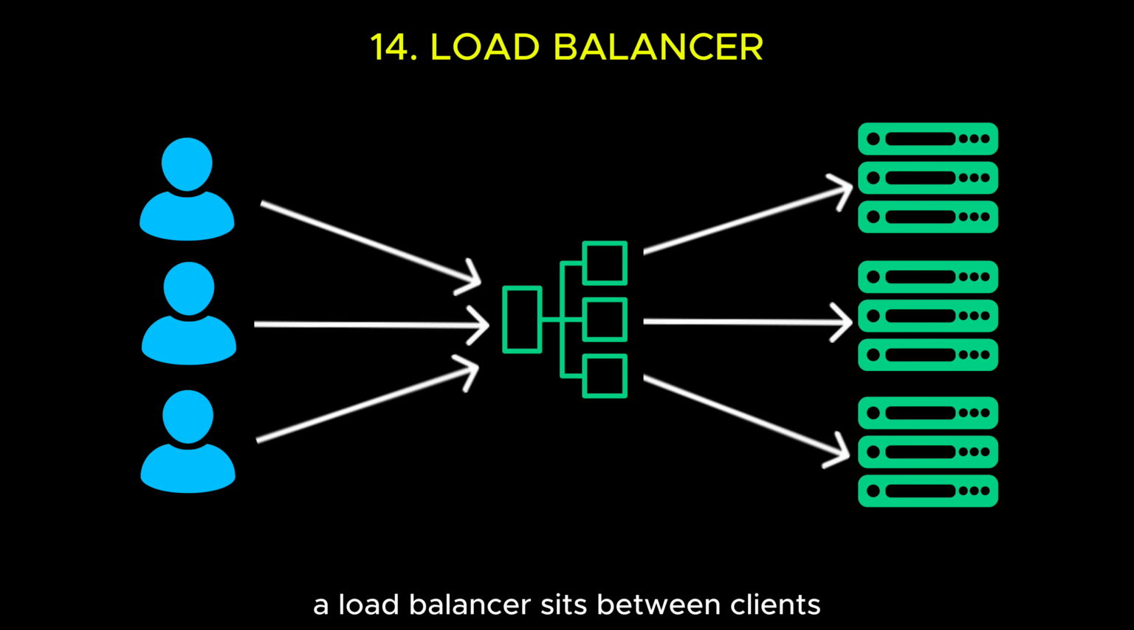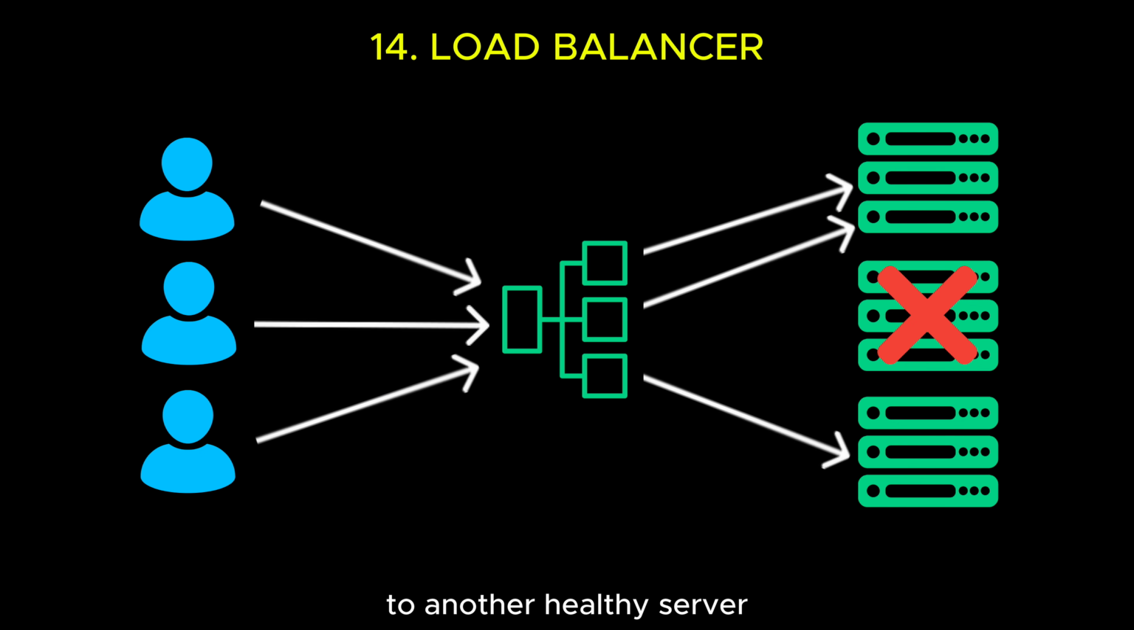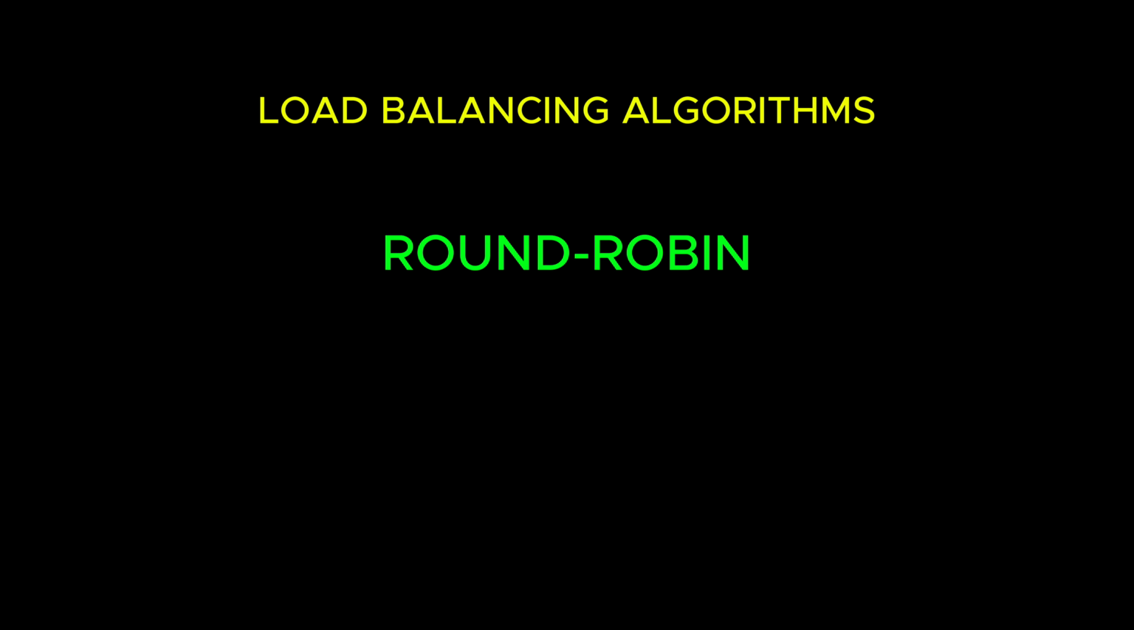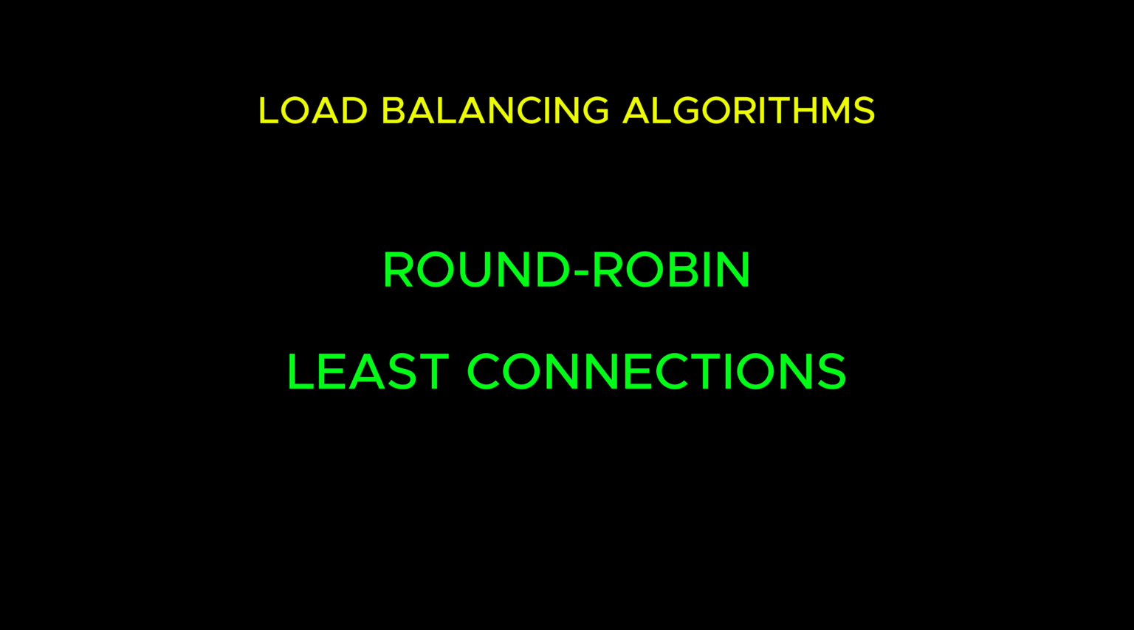A load balancer sits between clients and backend servers, acting as a traffic manager that distributes requests across multiple servers. If one server crashes, the load balancer automatically redirects traffic to another healthy server. But how does a load balancer decide which server should handle the next request? It uses load balancing algorithms such as round robin, least connections, and IP hashing.